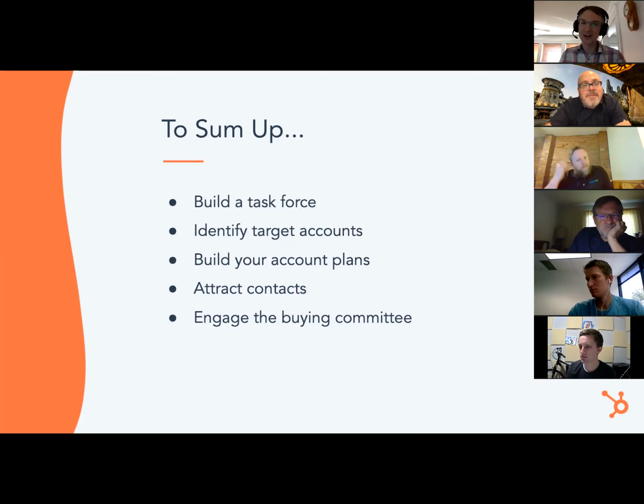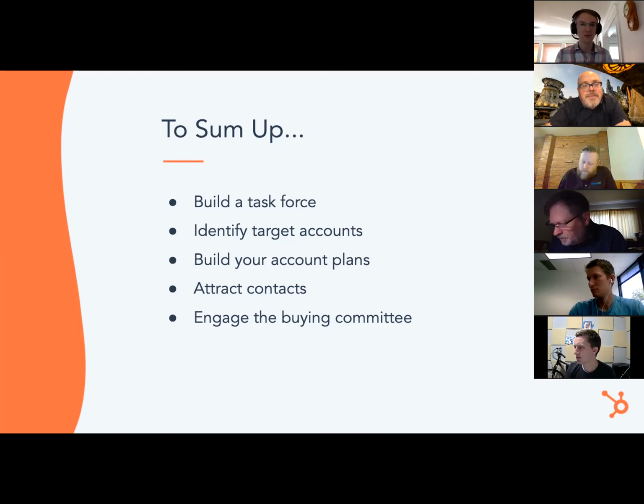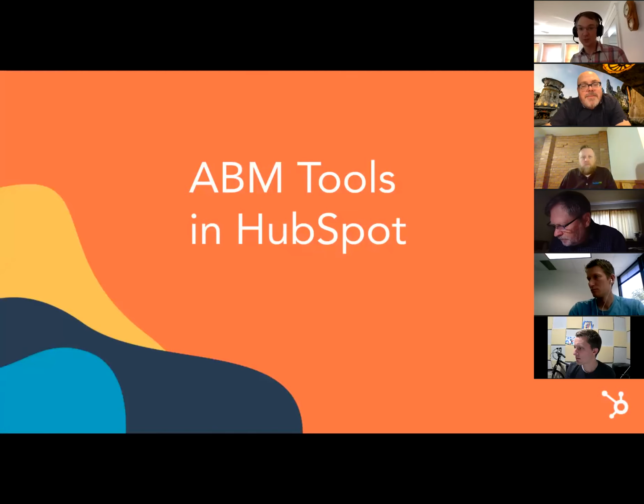So to sum up, these are the 5 steps I've laid out for building an ABM strategy. You gotta build your task force. It starts there, right? Get the right people involved on your team. Identify target accounts. Keep that team you've built focused on the best possible accounts. Then build an individual plan for each of those accounts and implement it. Start by attracting the right people, building out that buying committee. Once you know who they are, engage them, close deals. So that is your whirlwind tour of how I and HubSpot are sort of thinking about ABM right now.